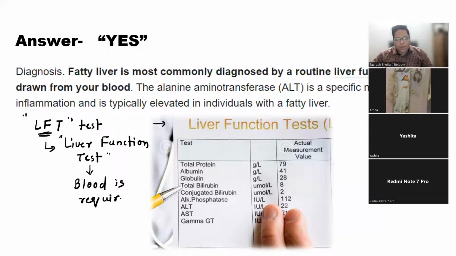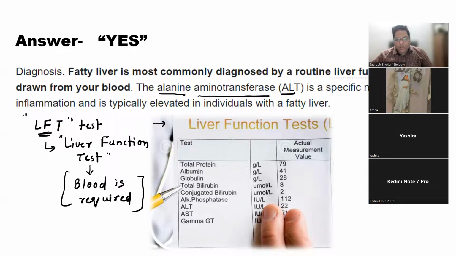Blood is required. Why? Why is blood required? Because liver enzymes are always present in blood. Liver enzymes are also present in the blood. So here you can say the alanine aminotransferase, ALT, is a specific important piece of information which you can diagnose with the help of the liver function test report also.